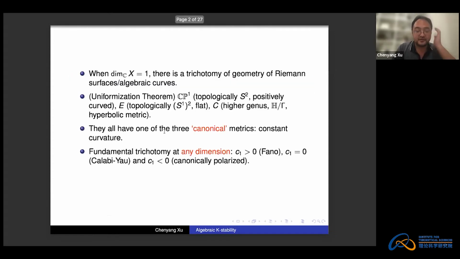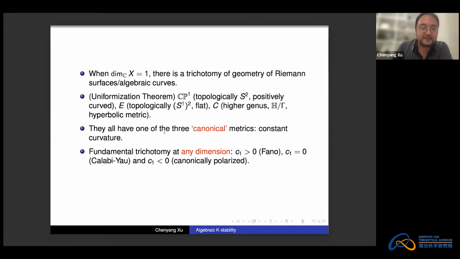So my title is about K-stability and birational geometry. As we all know, K-stability is a notion introduced by looking for canonical geometric metrics on complex varieties. So what is a canonical metric?